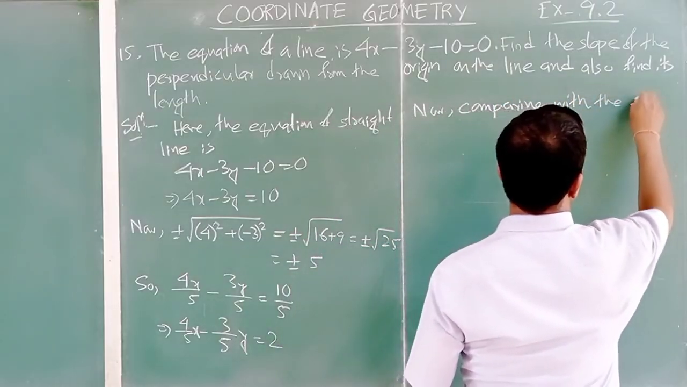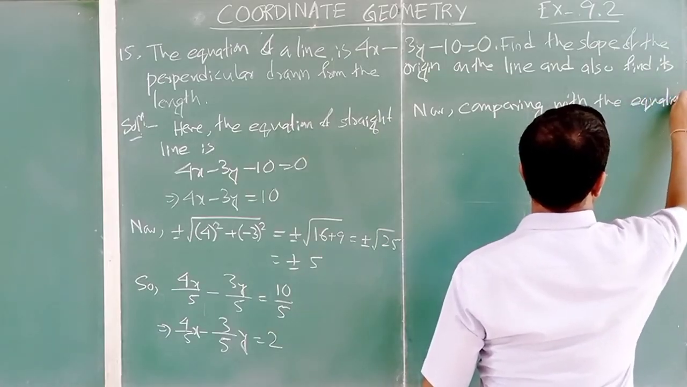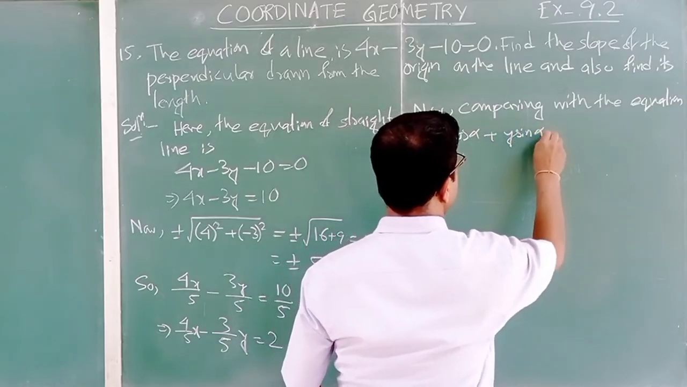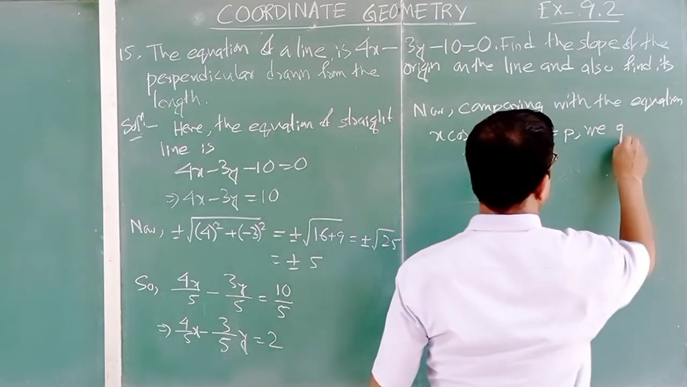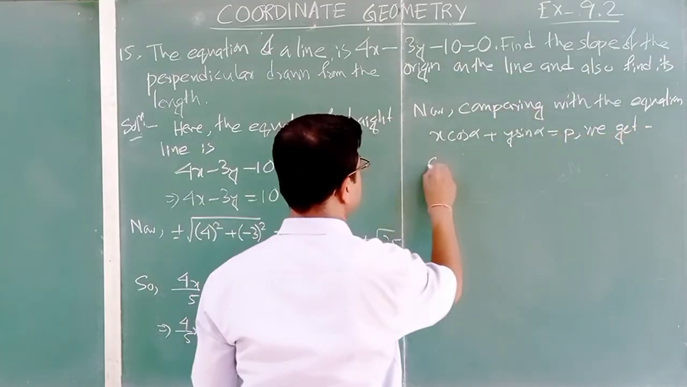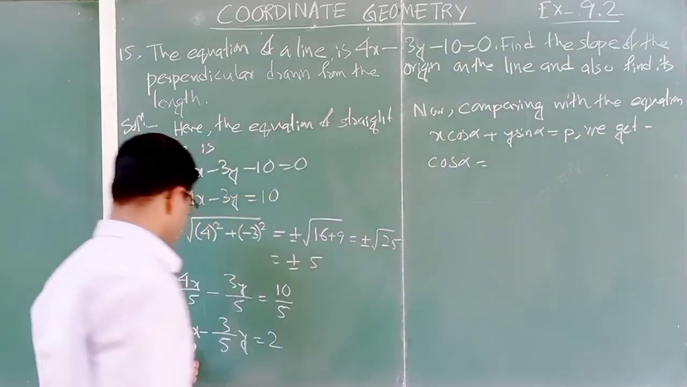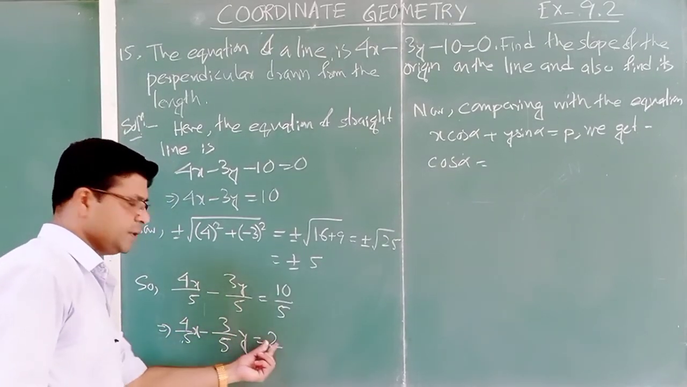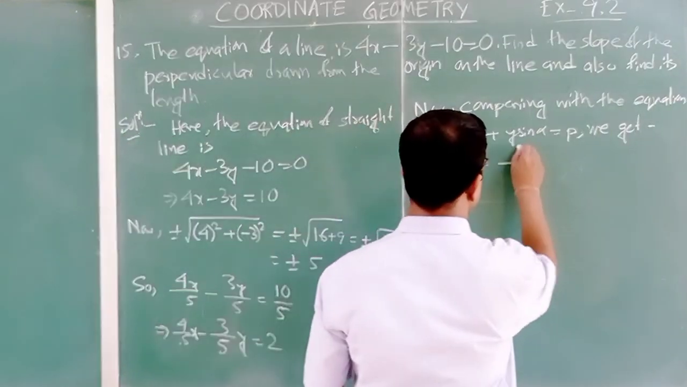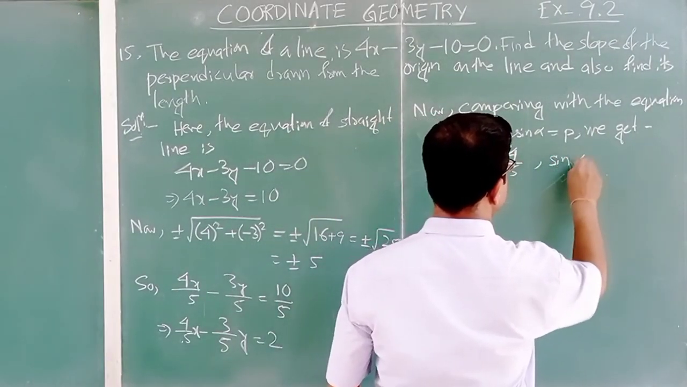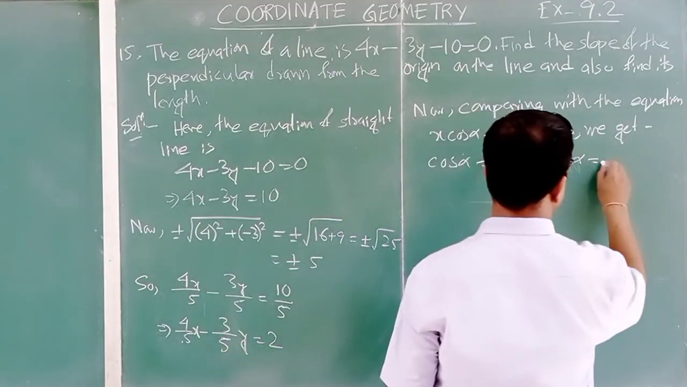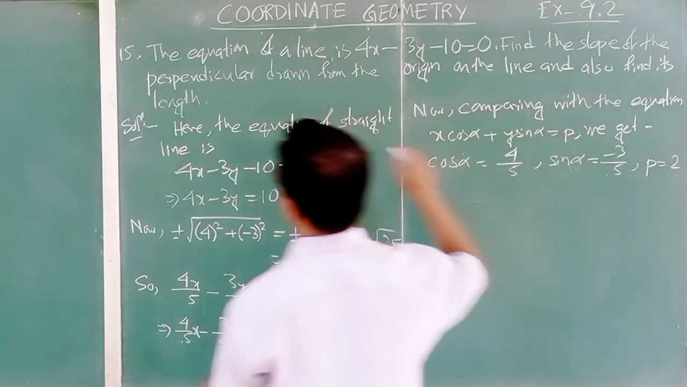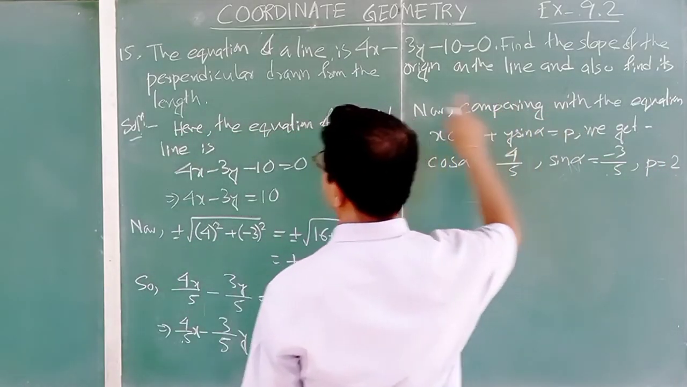What is the equation? x cos alpha plus y sin alpha is equal to p. Let us compare. This is cos alpha, this is sin alpha, and this is p. So cos alpha is 4 by 5, sin alpha is minus 3 by 5, and p is 2. That is one case we have done.